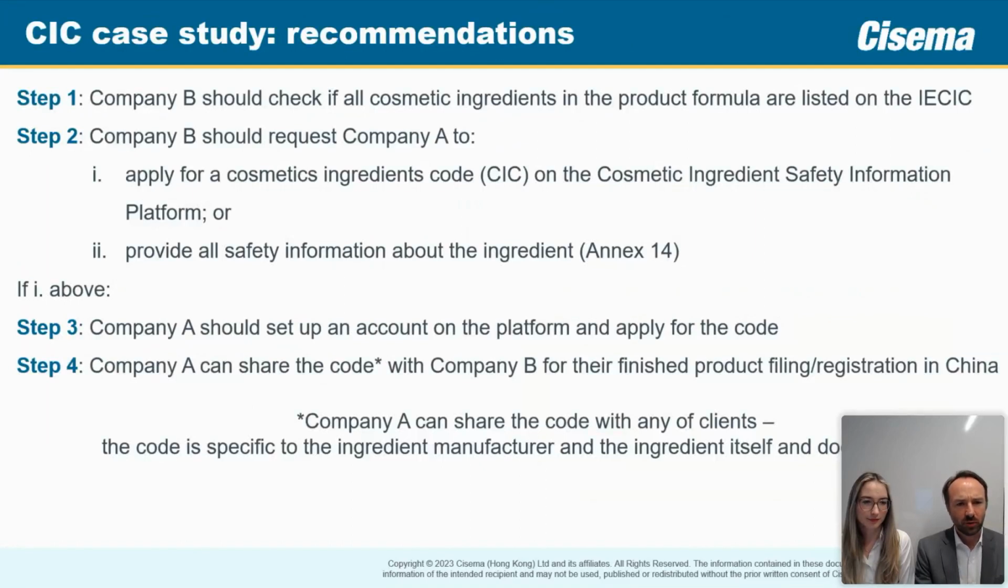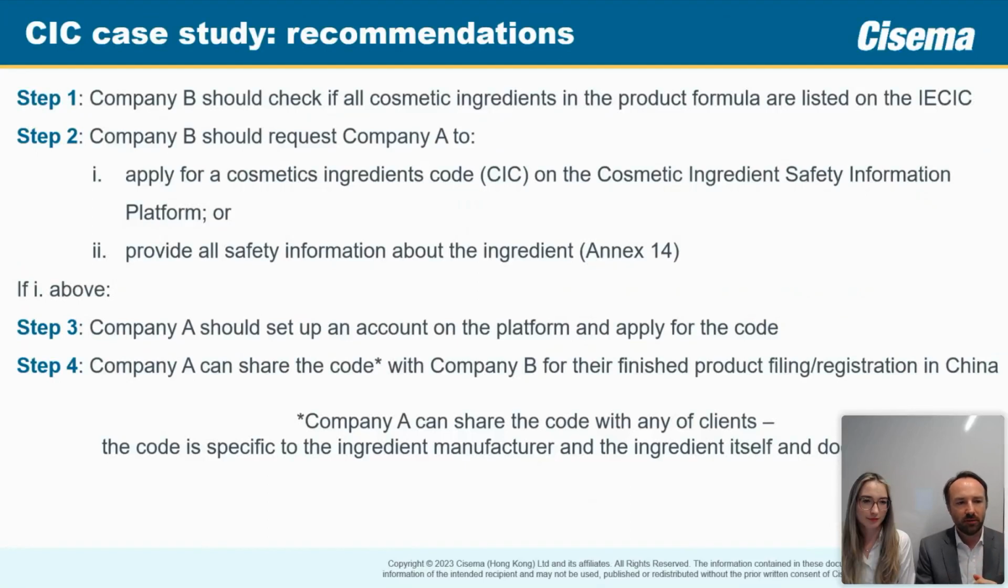Company B should also request the cosmetic ingredient supplier, Company A, to either apply for the ingredient code and obtain the code that it can submit together with its other information, or provide all relevant safety information in the form of Annex 14. This is an either or. So even following January 1st next year, you can do either. You can provide the submission code, or you can provide all the information in the form of Annex 14.